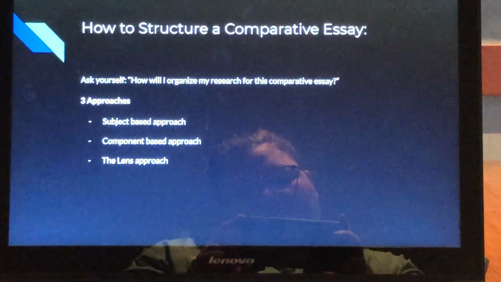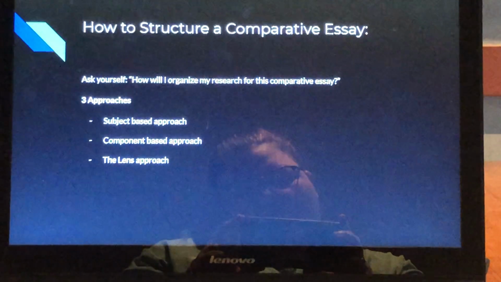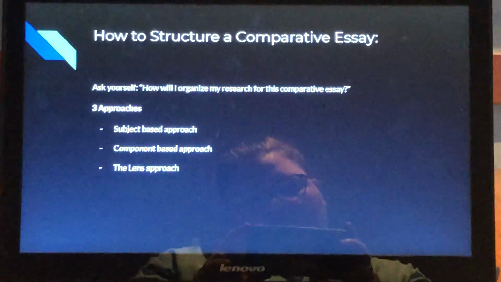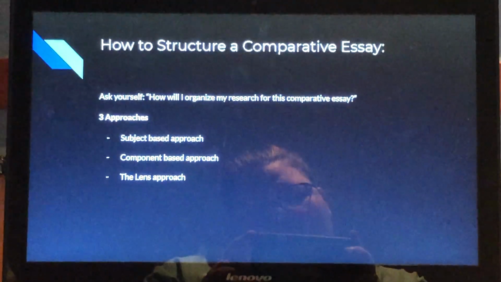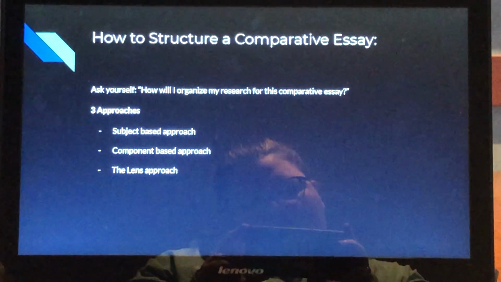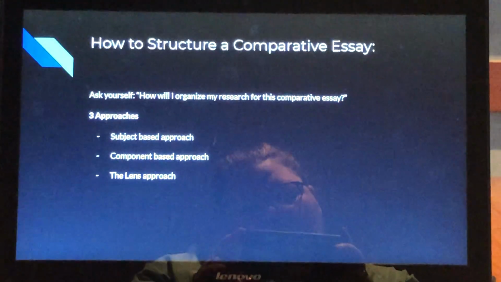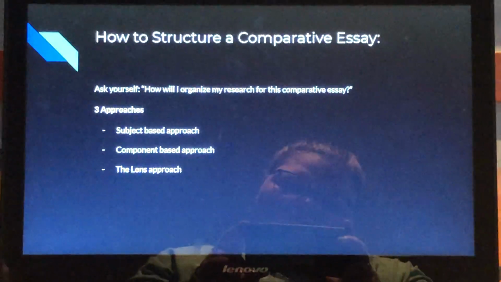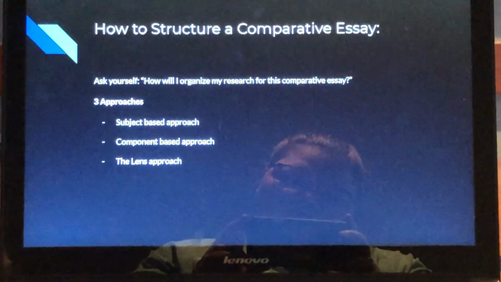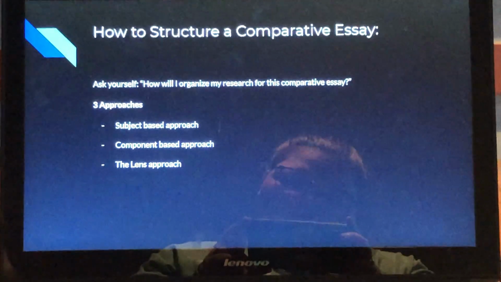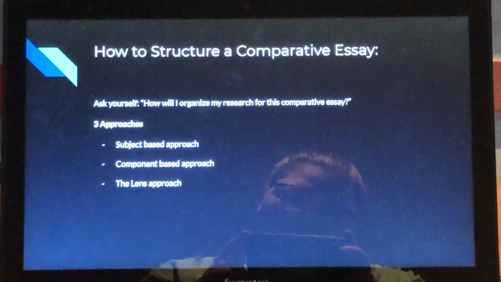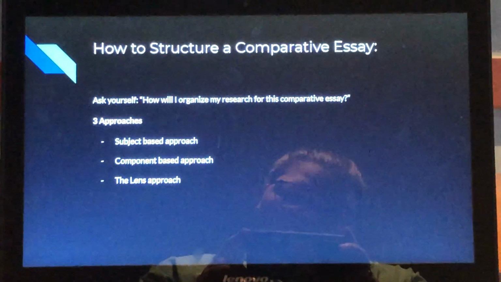The component-based approach is theme-based, and from the book, you want the aspects of both A and B for component 1, then A and B for component 2. So that's like saying, here are the similarities in A, here are the similarities in B, and then here are the differences in A, and here are the differences in B. The lens approach, personally, I've never taken the lens approach on a comparative essay, but it's basically where you investigate one subject in light of the other.